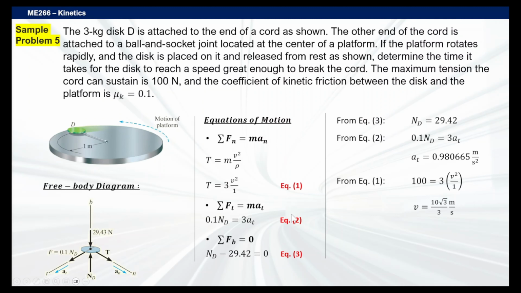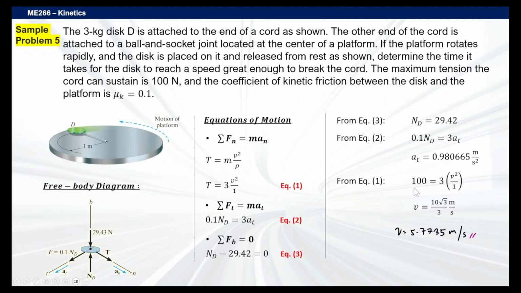we know, actually we have a given here. We know that it can sustain 100 newtons. So assuming that we can sustain 100 newtons here, our Vmax, maximum velocity, isolating the equation here, will be 10 square root of 3 over 3, or about 5.7735 meters per second.